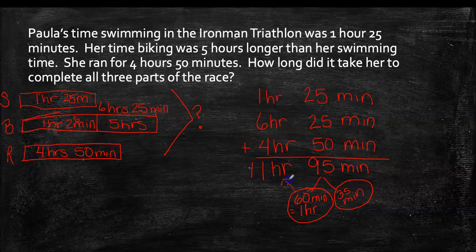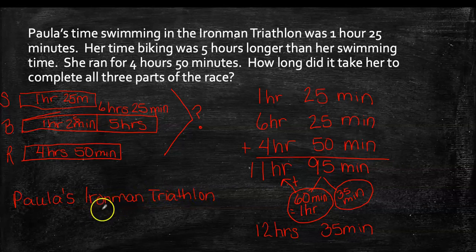I am now going to add these 2 people together. So I now have a total of 12 hours. And I can't forget about my other part here, and 35 minutes. So Paula's Ironman triathlon time was 12 hours and 35 minutes.